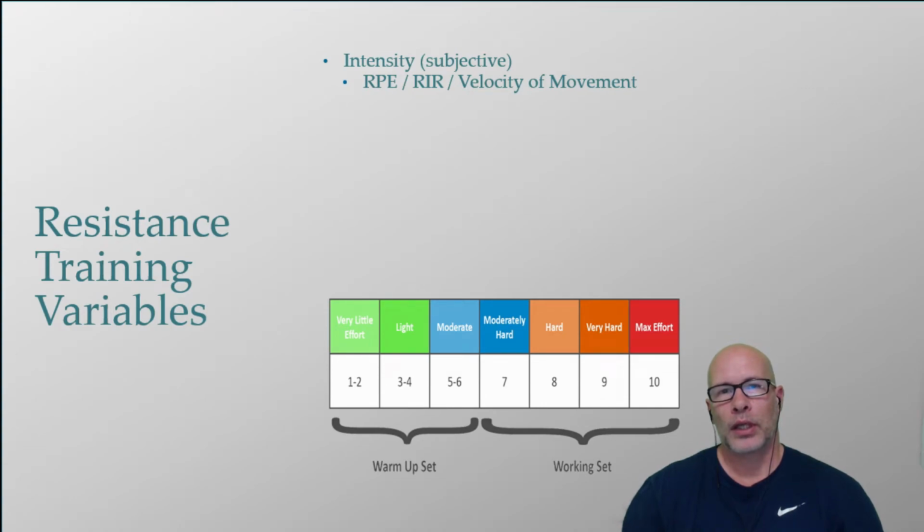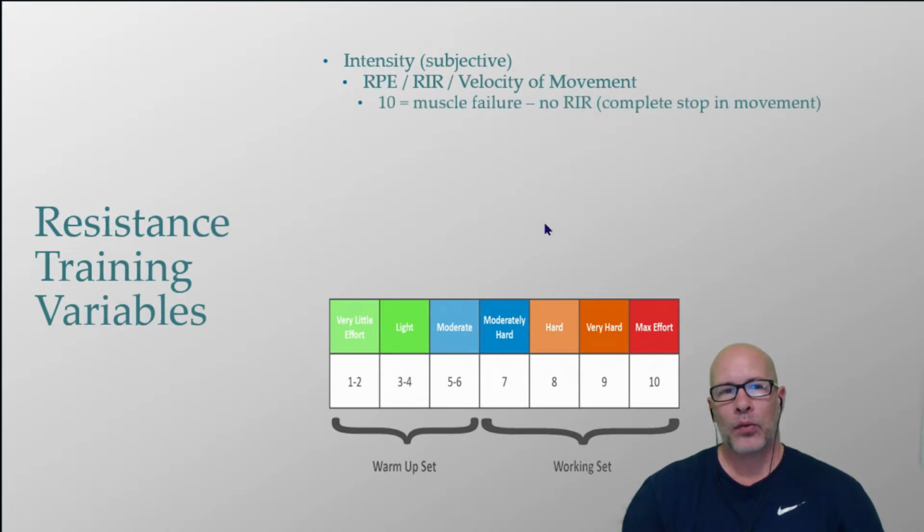So now I'll give that more clarity. A set's going to fall into one of 2 categories. It's either going to be a warm-up set or a working set, and we need to make a distinction as to which category it falls into. On a scale of 1 to 10, a 1 to 6 is considered a warm-up set, and a 7 to 10 is considered a working set.